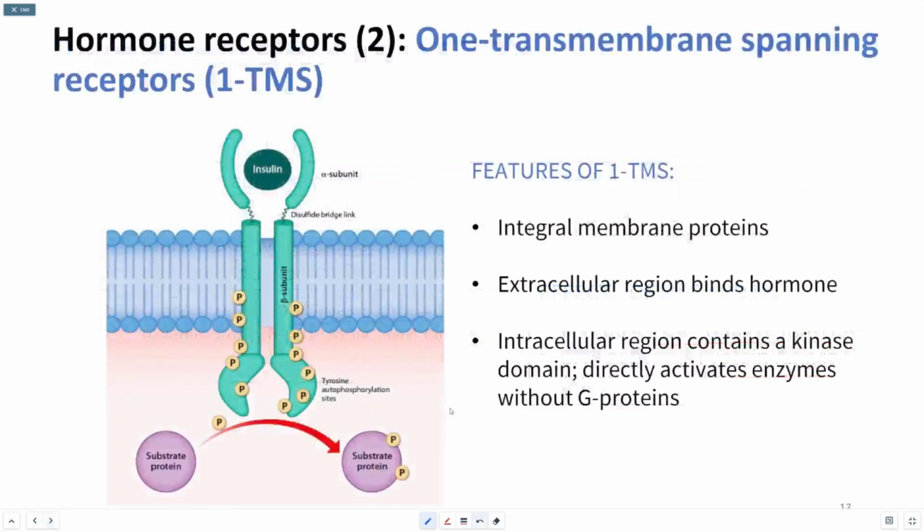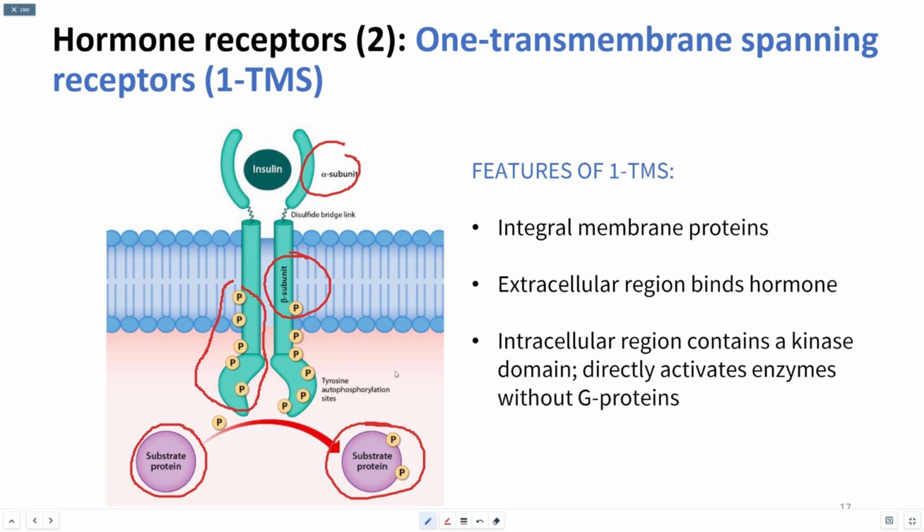In a 1-TMS receptor, for example, the receptor for insulin, it has an alpha subunit and a beta subunit. When the insulin binds, it activates a kinase activity that directly autophosphorylates different sites on the intracellular side. The P's here represent the phosphate groups that are activated on the intracellular side, without the help of a G protein. This will then allow the phosphate to target a substrate protein and turn that on into the activated form. And that will then trigger a cascade of signals inside the cell.